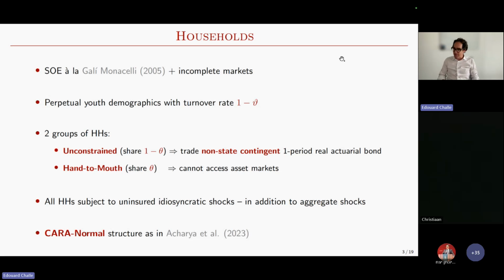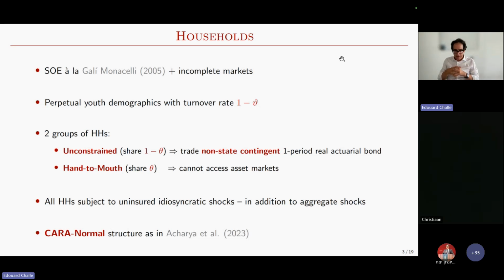There's going to be ex ante and ex post heterogeneity in the model. So let me start with ex ante heterogeneity. Ex ante heterogeneity is about access to asset markets. There's going to be a group of unconstrained households who can freely participate in asset markets, and they can trade one period real actuarial bonds that are non-state contingent.